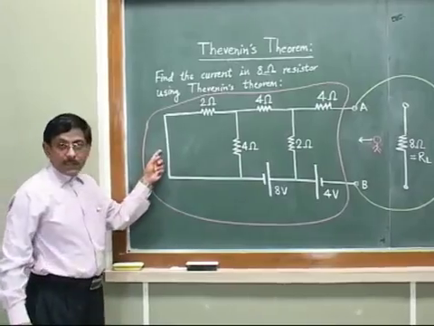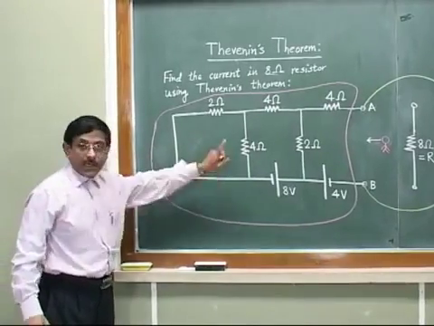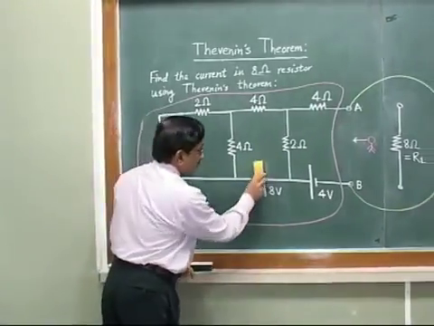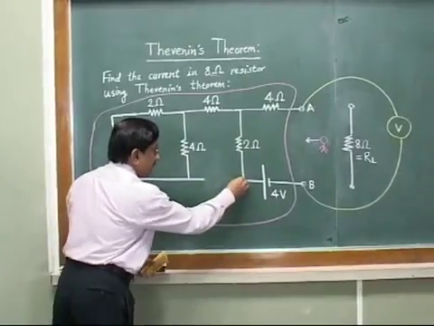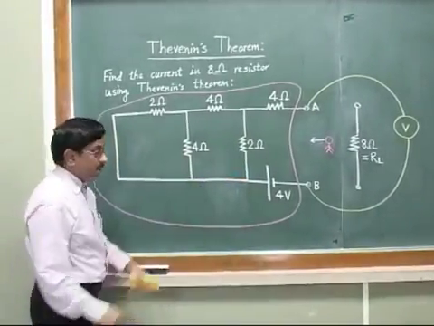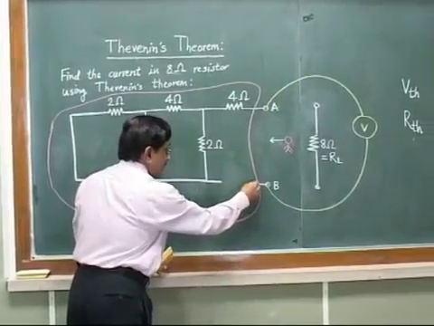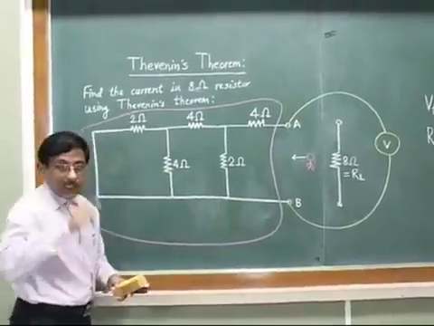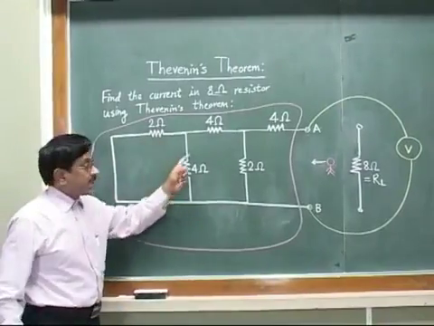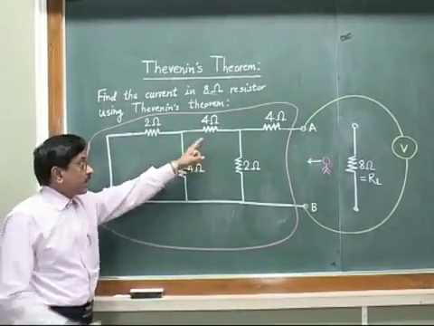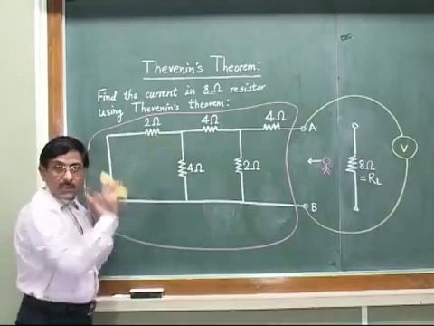So ideal voltage sources will be shorted like this. For this also, this will be shorted like this if it does not have any internal resistance. Also for 4 volt, if it does not have any internal resistance, then you have to short it. So finally you will find that it becomes a passive network or inactive network just composed of the resistances.